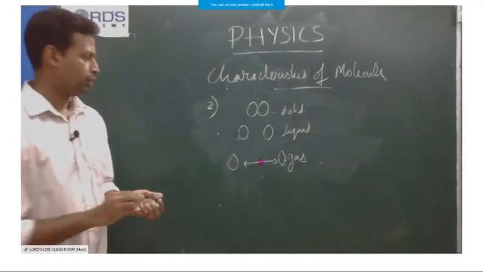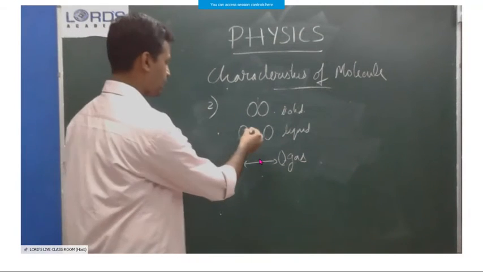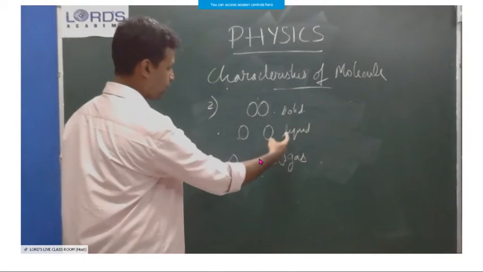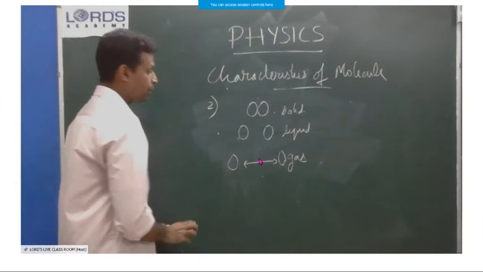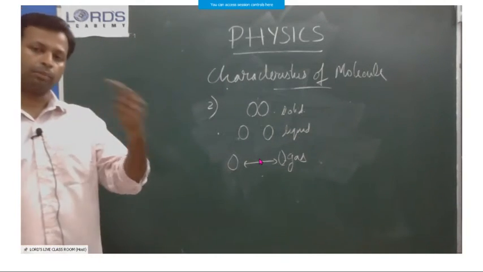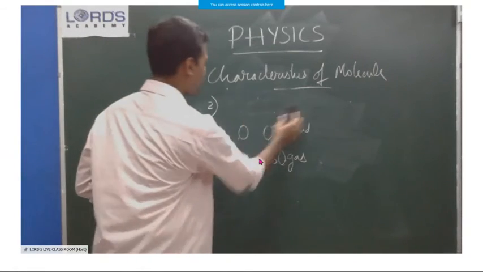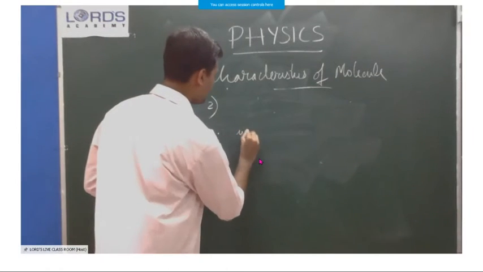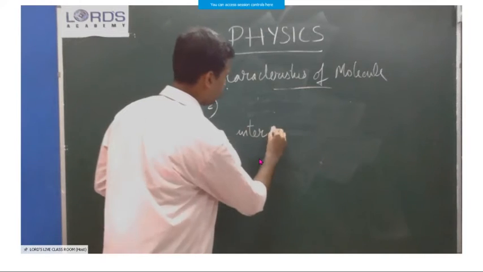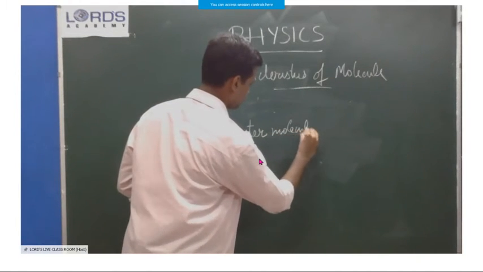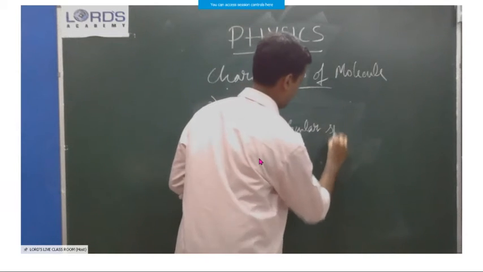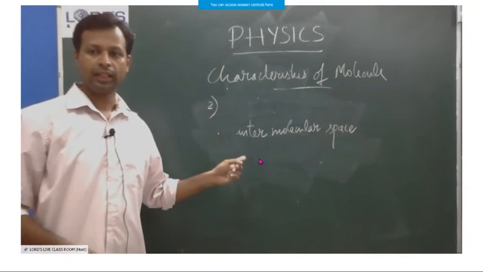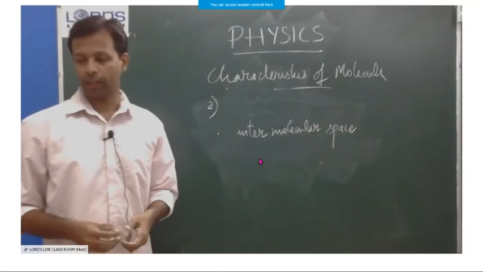I think it is clear. The point that we have to understand here is that the space between the molecules increases when we go from solid to liquid and to gases. We need this term in the coming definitions also. The spacing between the molecules is termed as intermolecular space.